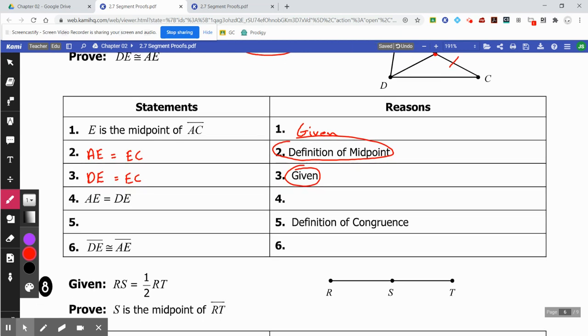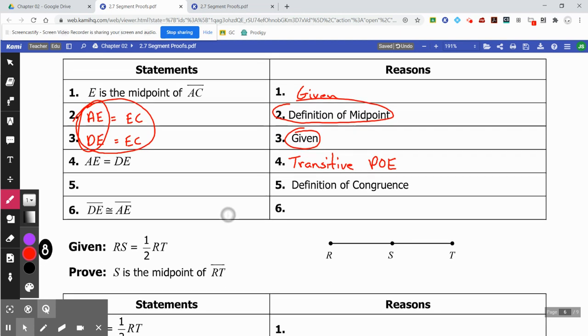Okay, now since these are the same, AE is EC, DE is EC, then we can say that AE and DE have to be the same. Because of, again, you can do it either way, transitive or substitution. And now that we know that AE and DE are the same, then that means that they must also be congruent. If they're the same, then they are congruent by the definition of congruence.